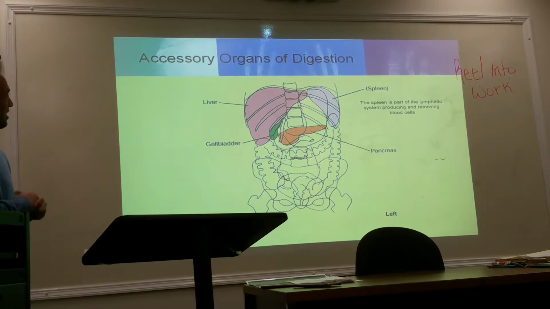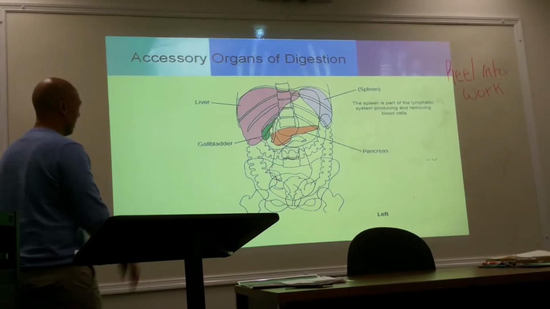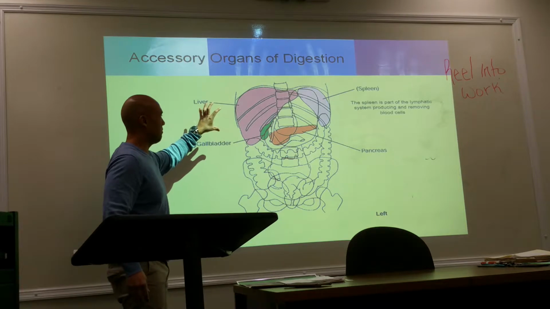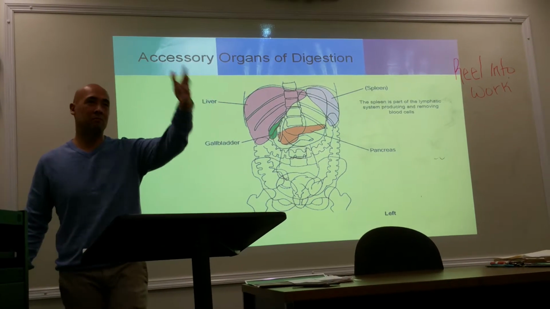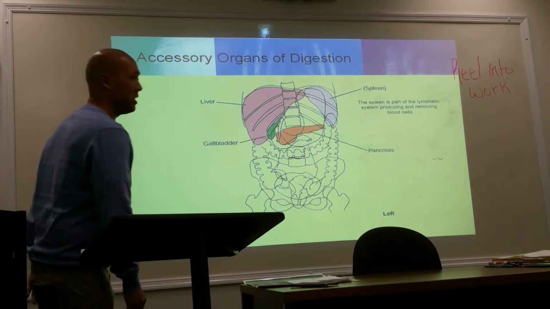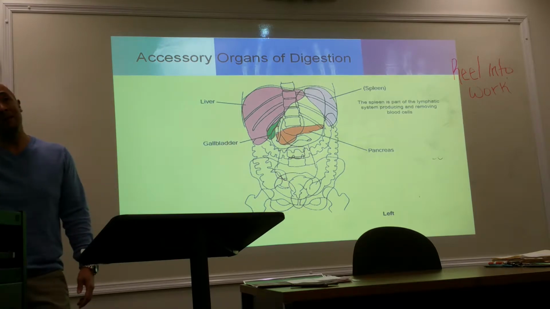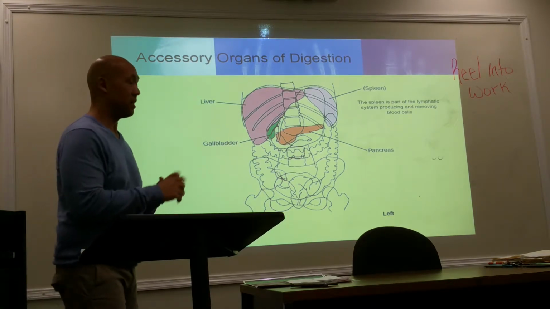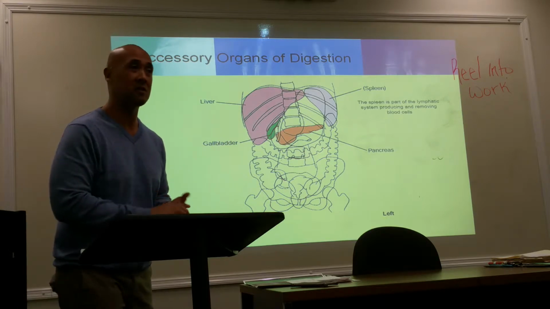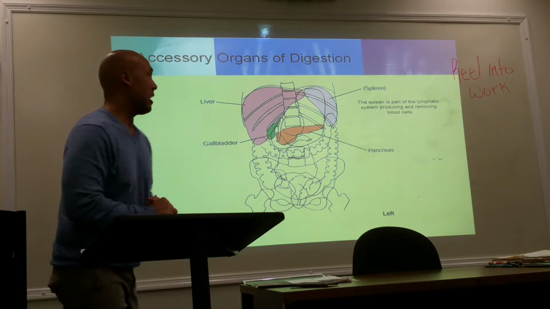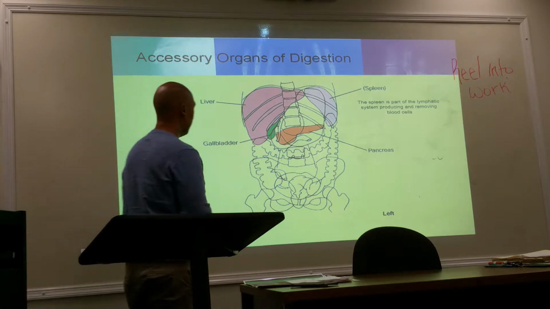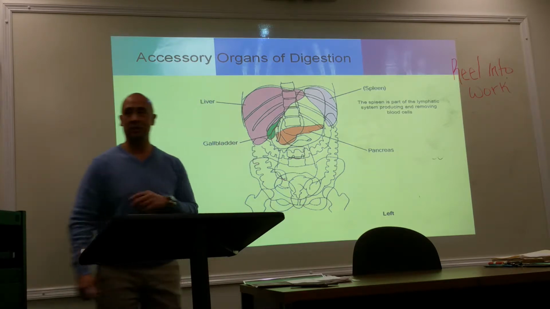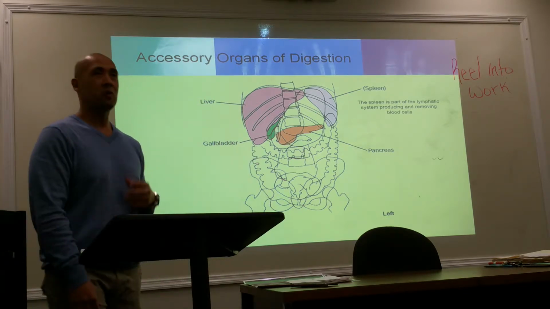Accessory organs to digestion. So we have the liver. Liver is where what material is produced? Bile. Okay, it's bile. And what's the purpose of bile? Fat. Okay, so its main purpose, I mean, they have a lot of purposes, but it breaks down or emulsifies fat. And the accessory organ within the liver is the gallbladder. And what's the purpose of the gallbladder? Stores the bile.